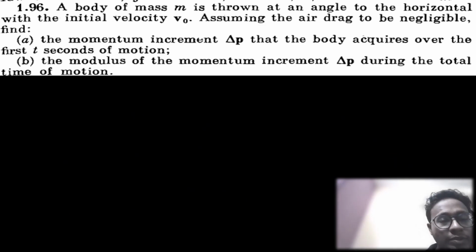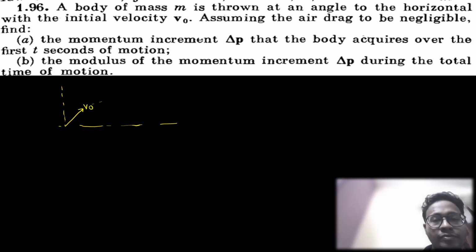In this question, what the question is trying to say is, this is the axis, and a body is thrown with velocity v naught in a projectile motion, at an angle alpha. The angle alpha is not given, but let us assume angle alpha. Part A of the question is asking to find the change in momentum for the first t seconds.